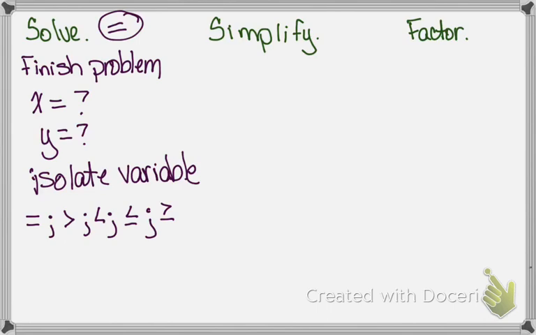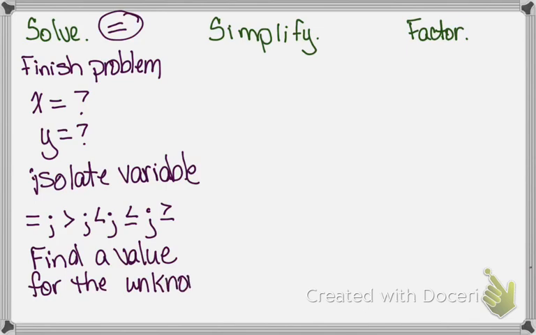Okay, so we are finishing the problem. We are isolating the variable. We have x equals some number. Okay? That's what we're doing when we are solving. We are trying to find a value for the unknown variable. And the directions will say solve. That's what the directions will say. They'll say solve. Okay?